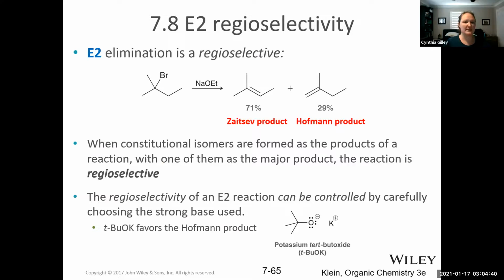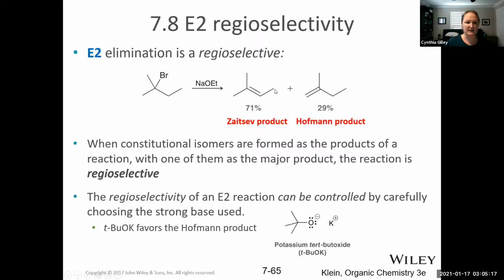Okay, let's talk a little bit about the E2 reaction. The E2 elimination reaction utilizes a strong base to do an elimination to form an alkene. The reaction is regioselective, and if there are multiple different types of beta carbons, you can get multiple products. The products are related as constitutional isomers. And the Zaitsev product is the more stable alkene. We know it's more stable because it's more substituted.